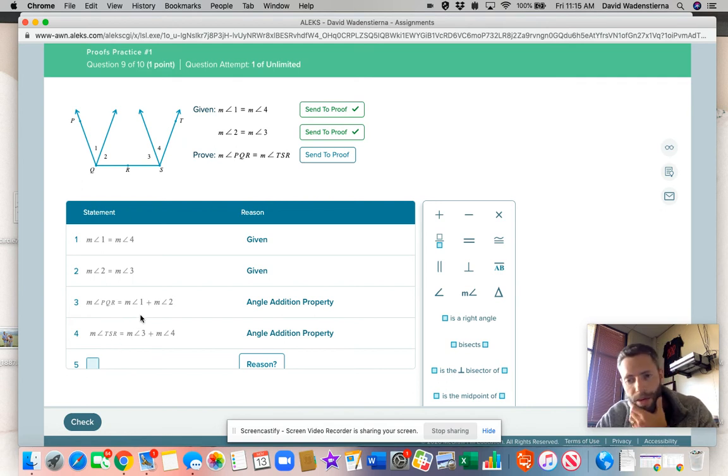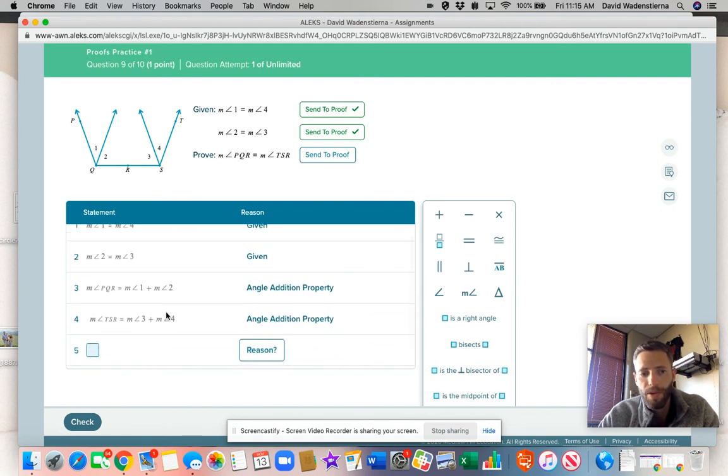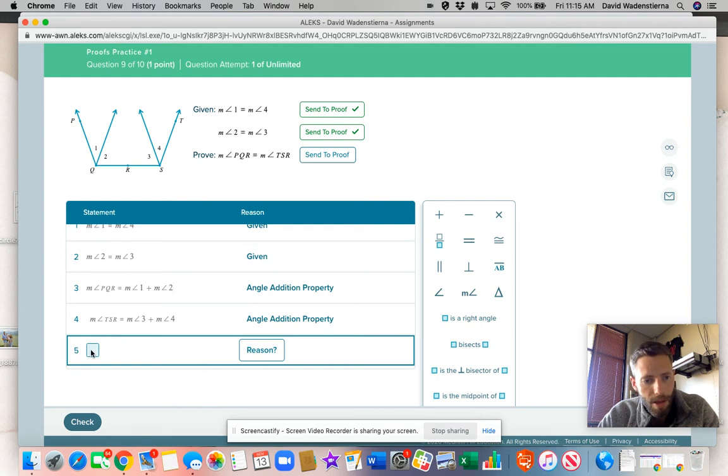But look at what I'm given here in steps 1 and 2. I'm given that 4 and 1 are equal, and I'm given that 2 and 3 are equal. So what I can literally do is take 1 and substitute it with 4 here, right? So I can put a 4 right here. And I can take this 2 and substitute it with a 3. Can I? Let's go ahead and do that substitution, and then the right side of those equations are going to be the same. So I'm going to redefine the measure of PQR.